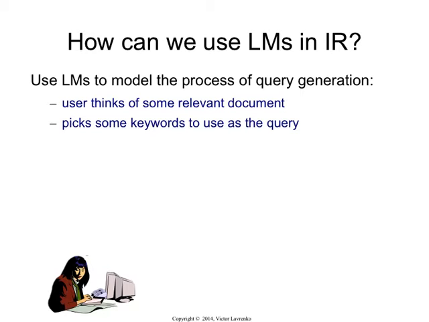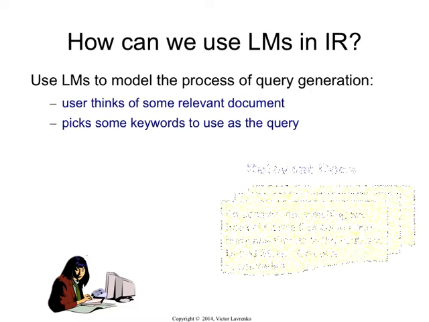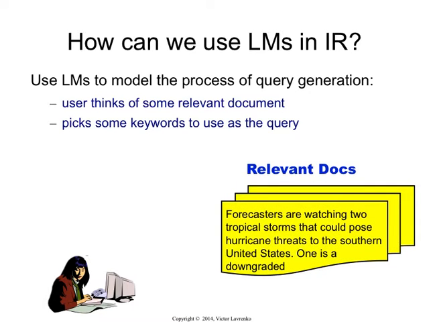When the user is trying to type something into Google, what they're doing, in fact, is thinking of what documents they want to find. So the user imagines a hypothetical relevant document that they're trying to look up. In this case, maybe they're thinking of a document about hurricane threats to the US. And based on that hypothetical document, remember, they don't have it in front of their eyes. If they did, they wouldn't be looking for it. But they're thinking of it.